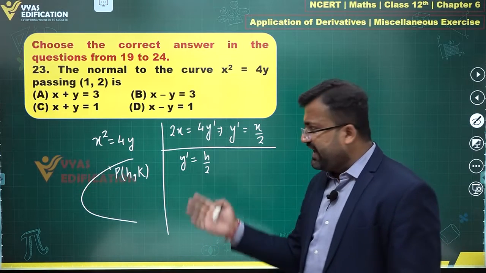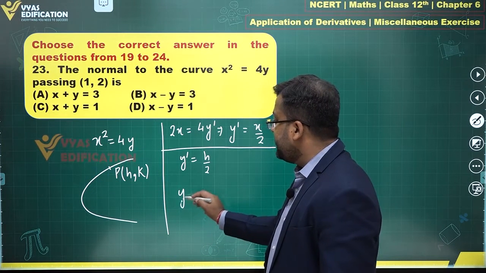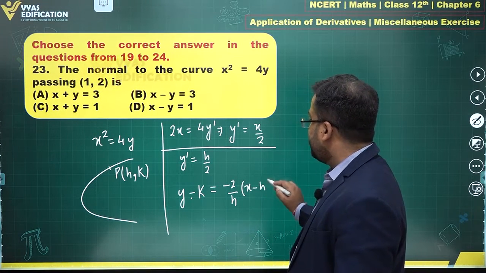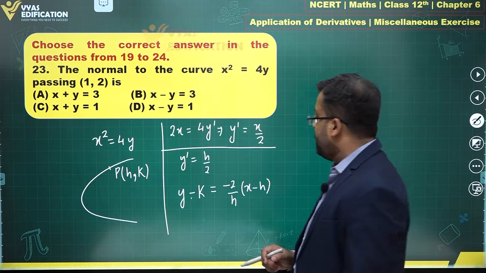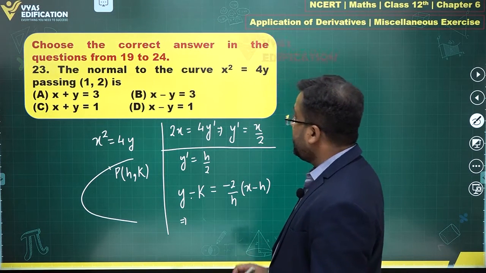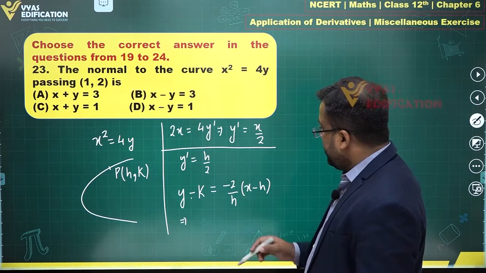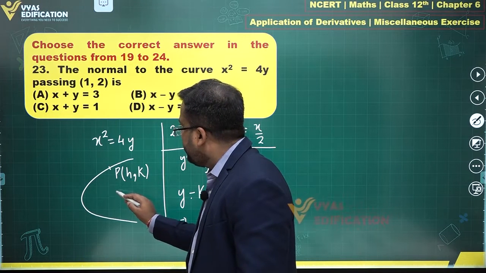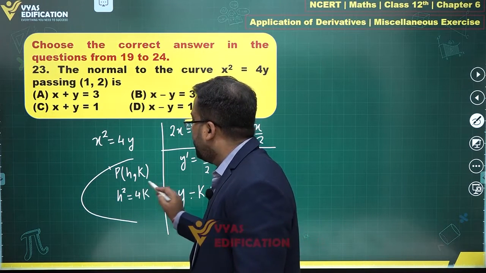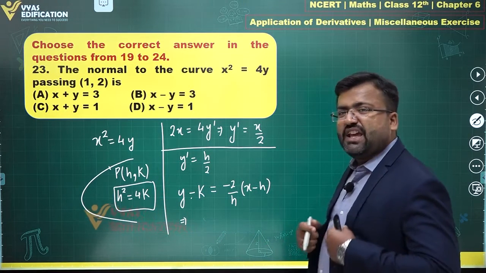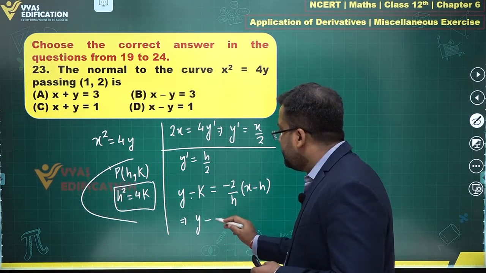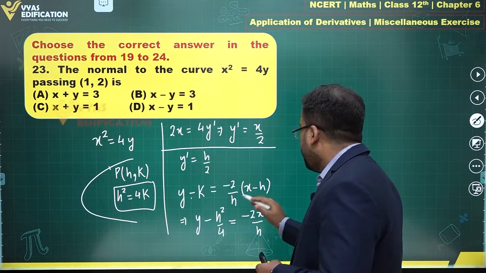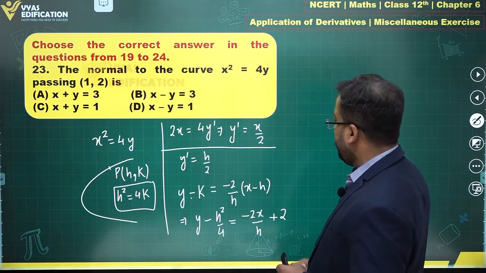Slope of the normal will be the negative reciprocal of this. Point is h comma k, so y minus k equals negative reciprocal, minus 2 by h, times x minus h is what we require. And what is this further equal to? This particular line further passes through the point 1 comma 2. But one important thing which remains is that h comma k lies on the curve, which implies h square is equal to 4k. So let's eliminate one of the variables. Let's eliminate k from here. Y minus h square upon 4 is equal to minus 2x upon h plus 2. This is what you have, right?